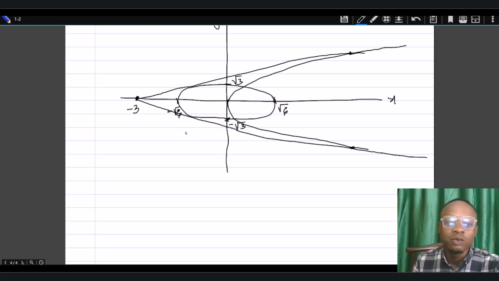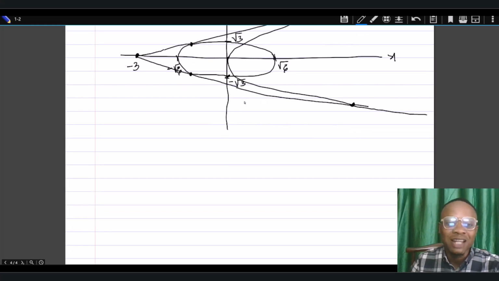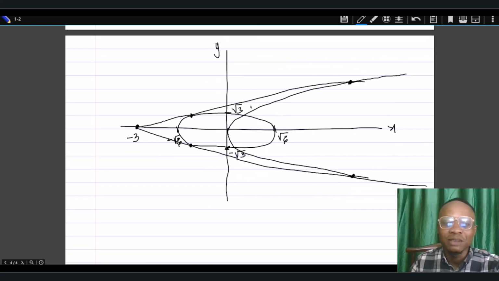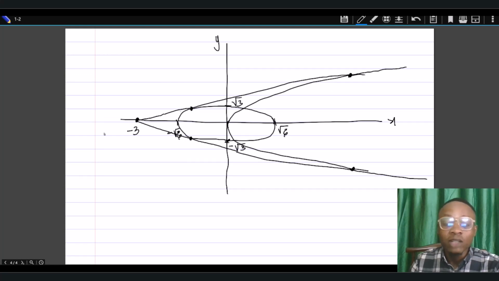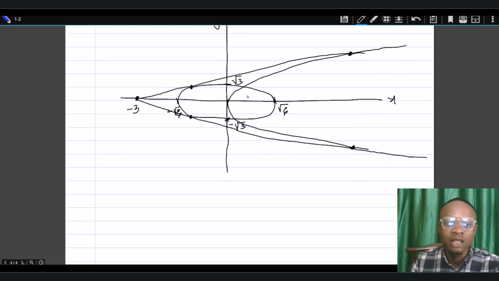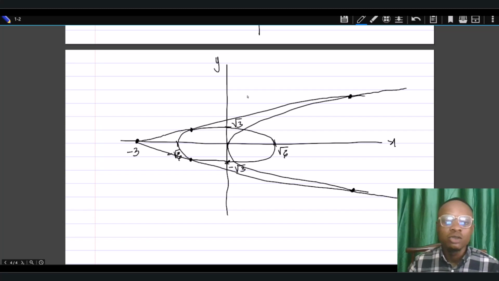Then another thing we will have to bother ourselves about is where does this one meet this ellipse and where does this one meet this ellipse? Where does this one meet this parabola and where does this one meet this parabola? So those are the issues that we will now sort one after the other. So where does it meet the ellipse? That is another thing to have in mind.